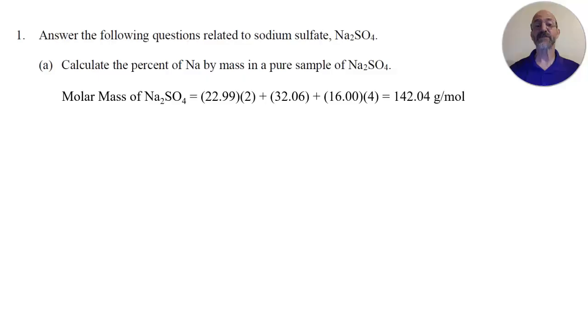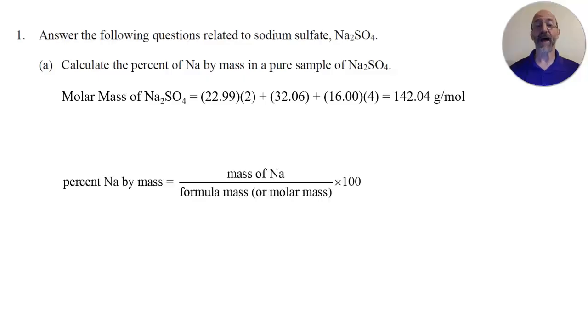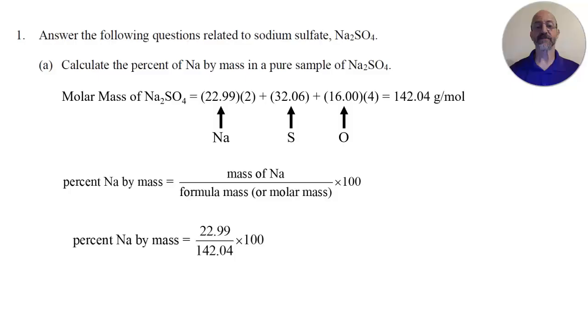Now for the percent of sodium by mass, it's going to be the mass of sodium divided by the formula mass or the molar mass times 100. So I'm going to put 22.99, which is the mass of sodium, into this calculation. So take a look at my setup for this calculation. I've got 22.99 on the top, and then 142.04 on the bottom times 100. I'm just going to pause for a moment. I'm hoping that some of you watching this video will notice a mistake.